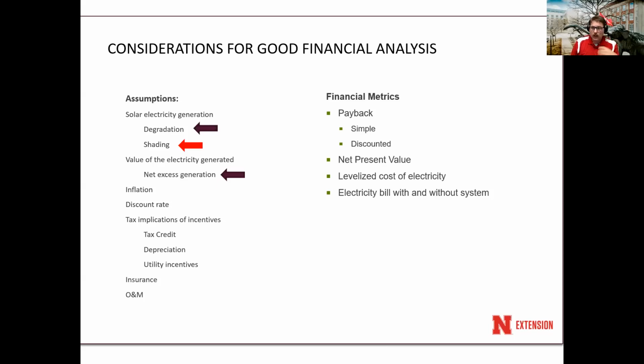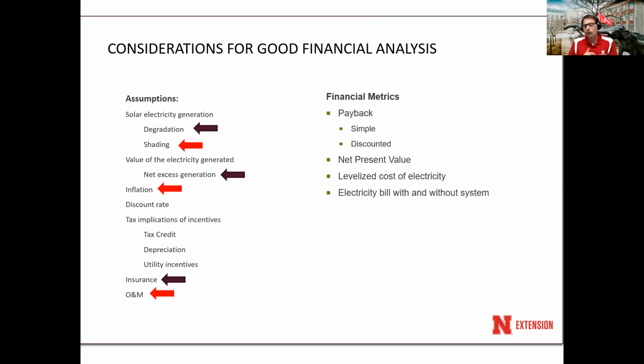Net excess generation, again, we talked about what is the value of that and accurately modeling that value. And that's some of the net metering stuff we talked about. Inflation. Does electricity cost the same today as it will in 10 years? No, likely it'll cost more in 10 years because of inflation. So we need to get the proper inflation rate put in. And I've seen some installers do some rough things.